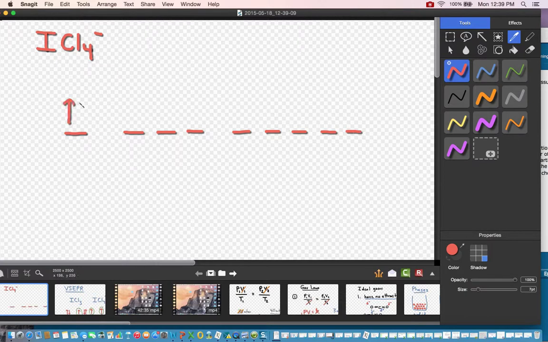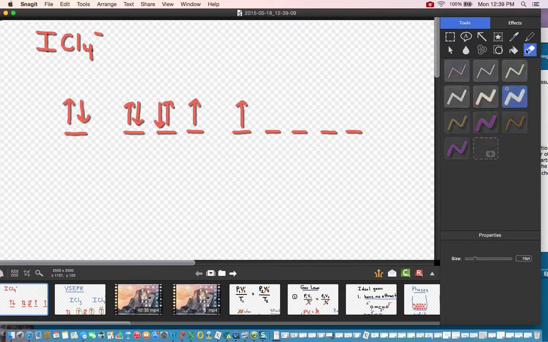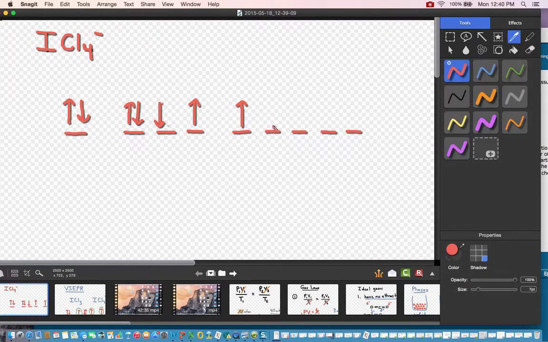Again, iodine initially has a 5s2 and a 5p5. I need to make 4 bonds, but I'm also adding an electron. So let's just go ahead and add the electron. Then let's promote. Of course, this is hybridization.